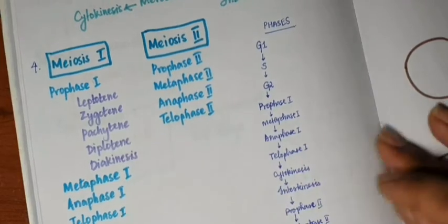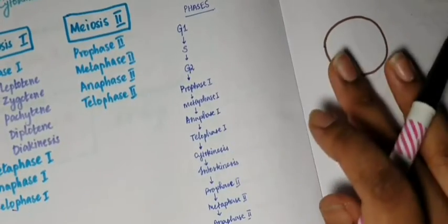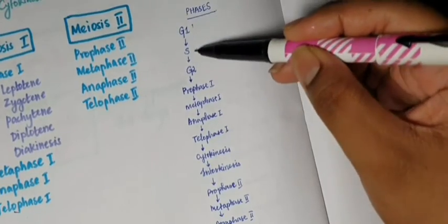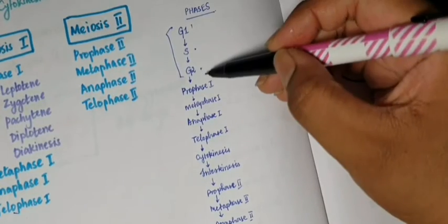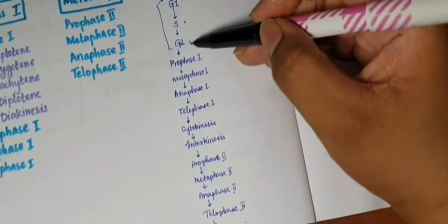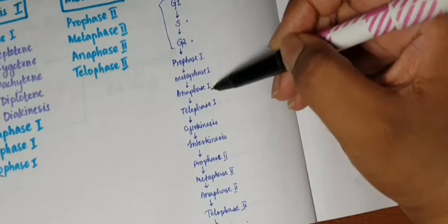Okay, so a cell undergoing meiosis, if you mention each and every step, has to enter G1, then go to S, and then G2. So this is our interphase. After interphase, it has to enter the M phase. The M phase is your prophase 1, metaphase 1, anaphase 1, telophase 1.